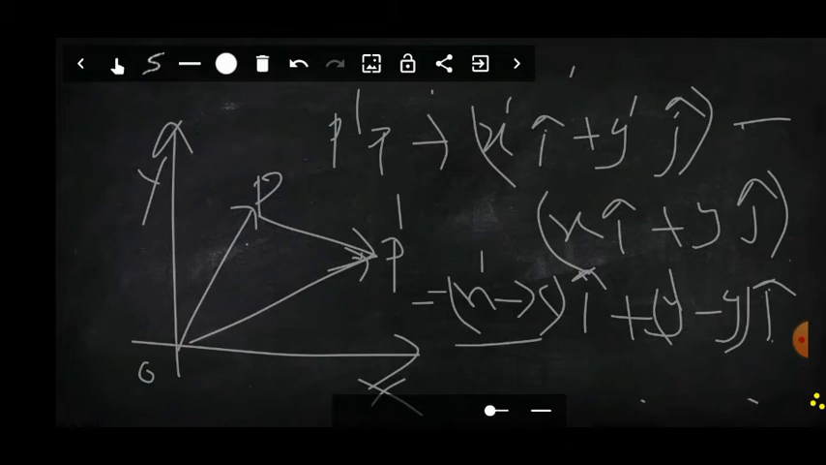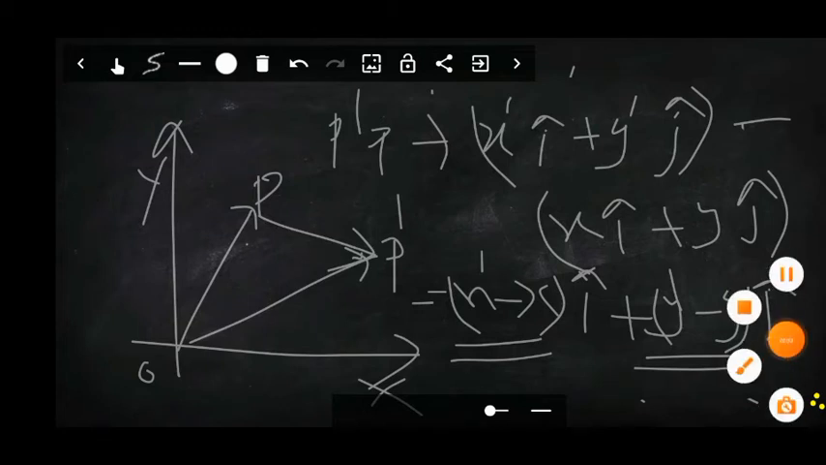So the corresponding displacement vector also has an x coordinate and a y coordinate. The x coordinate of the displacement vector is x dash minus x, and the y coordinate of this displacement vector is y dash minus y. So this is the displacement vector, and it is directed from P to P dash. The position change is taking place from P to P dash, so the direction of this one is also along P to P dash. That's about the position vector, and using the position vector we can find the displacement vector.